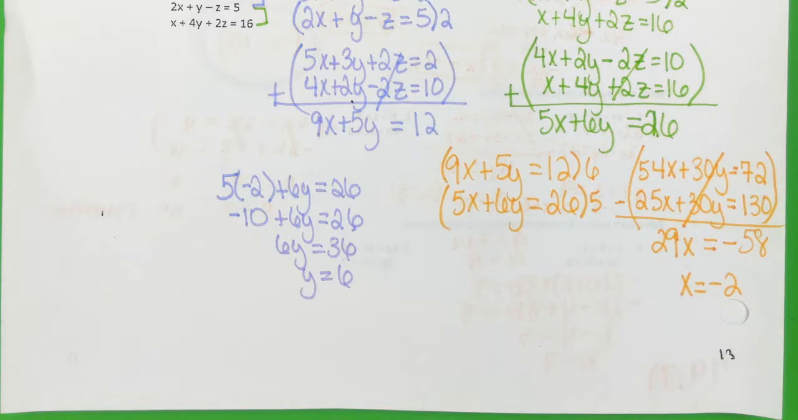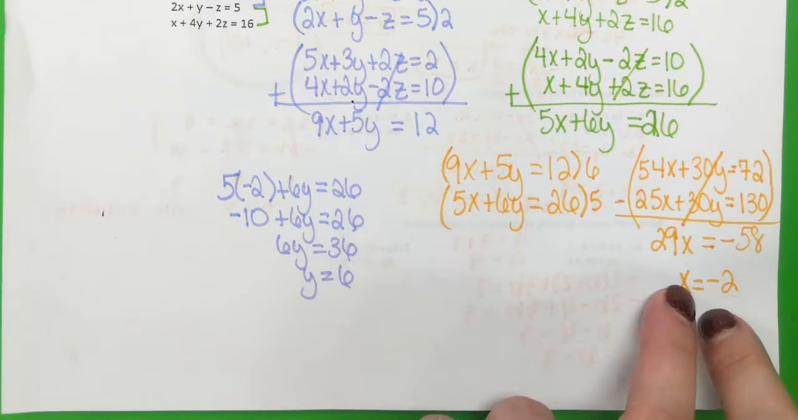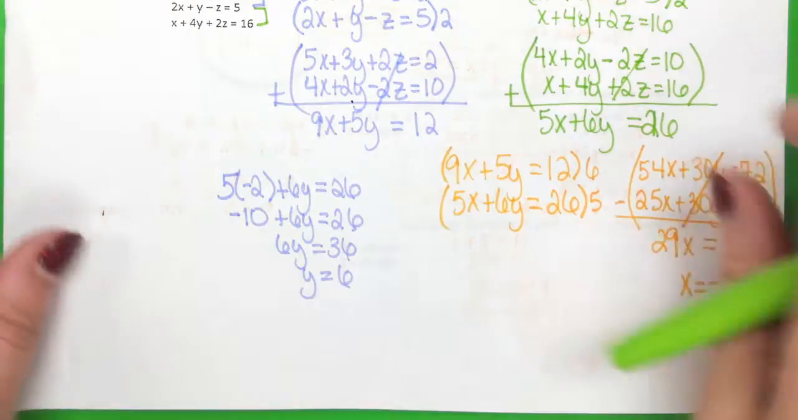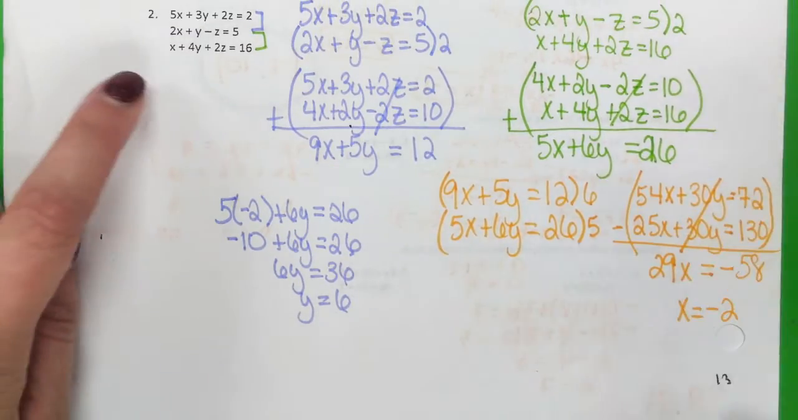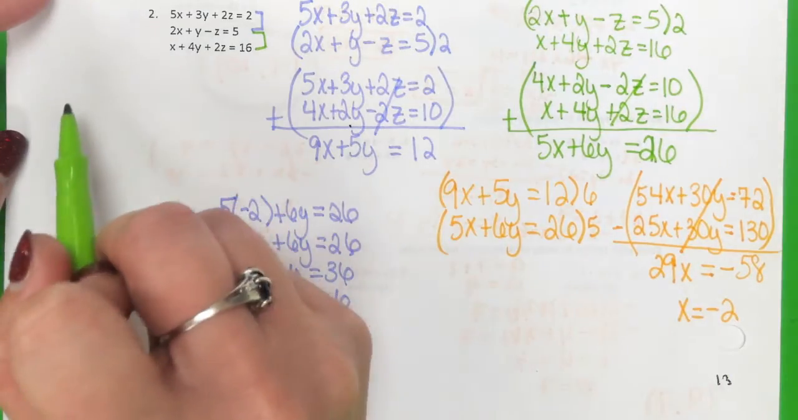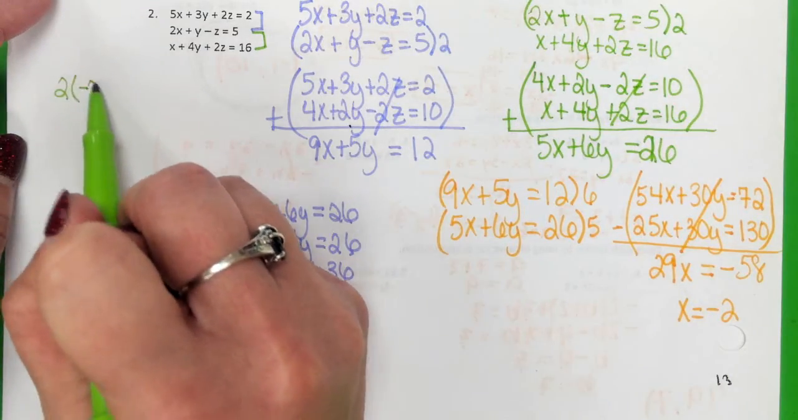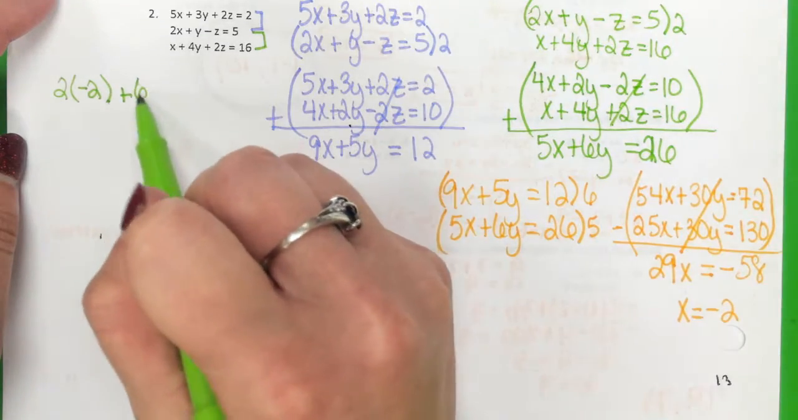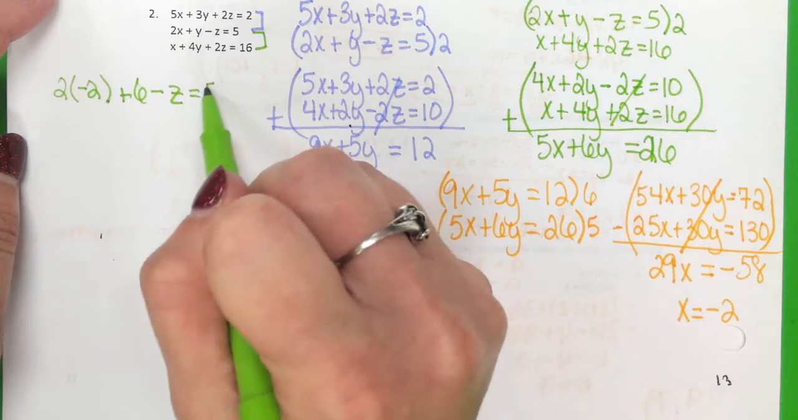Alright, and then we're going to work backwards. So we get our answer here, and then we work back to these two, and then we work back to the original 3. So which one would be the easiest one in the original 3? Probably the second one. I'd do that one. So let's see, we have 2, and we know what x is, plus we know what y is, minus z equals 5.